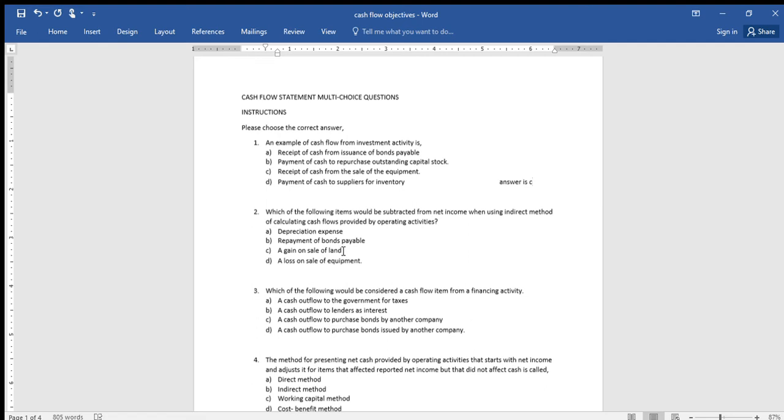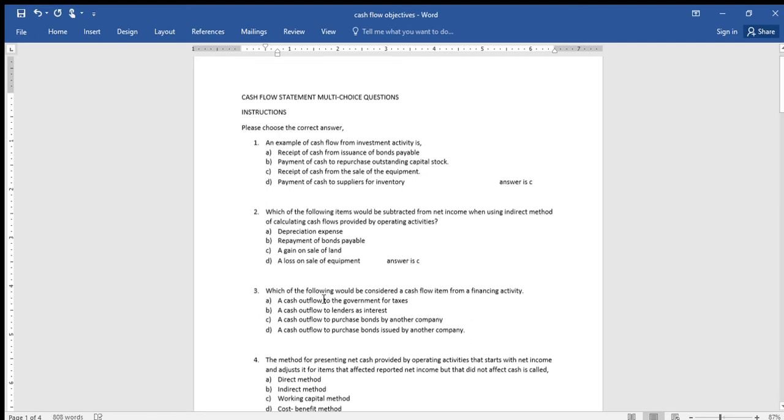Then D, a loss on sale of an equipment. When there is a loss on sale of an equipment, we always treat it as an expense in the income statement. So in the cash flow statement we come and add it back. So the only thing that we subtract is the gain on sale of land. So the answer is C. The answer is C.